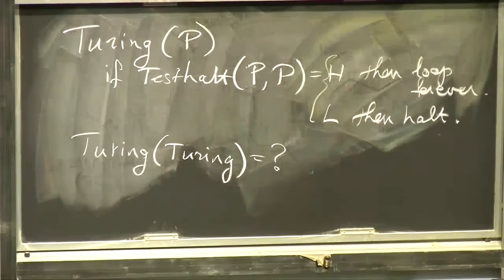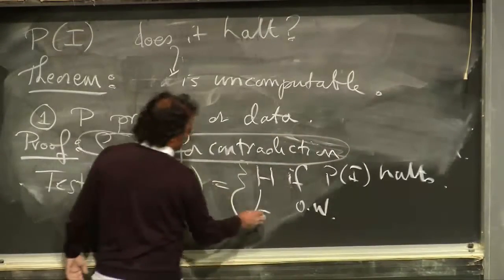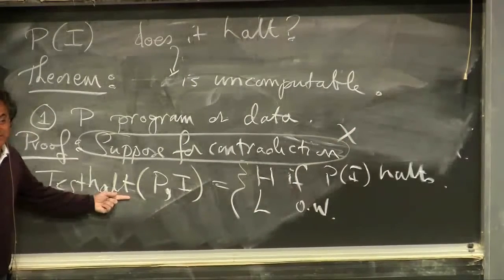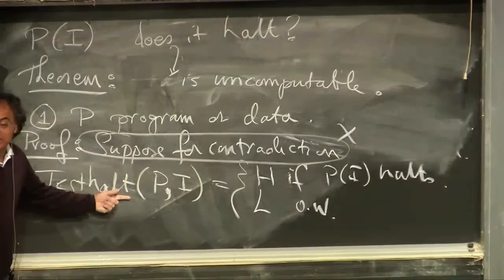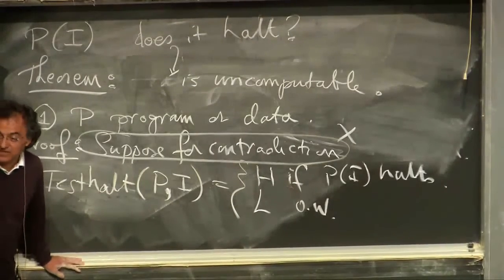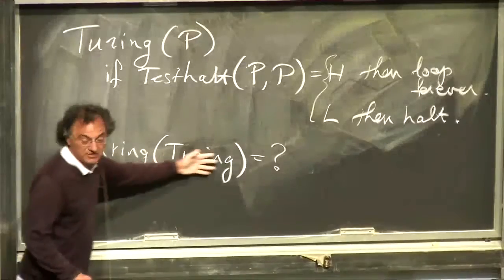This is where it went wrong. Suppose for contradiction. So that went wrong. So there's no such program test halt. So we showed that you really cannot test for halting. If you had such a reliable test, then you could build upon it, and then you could create this monster.